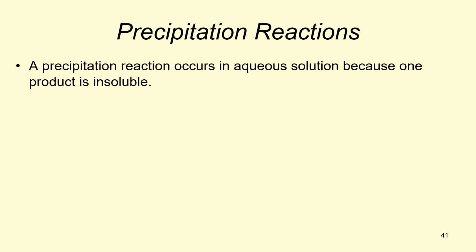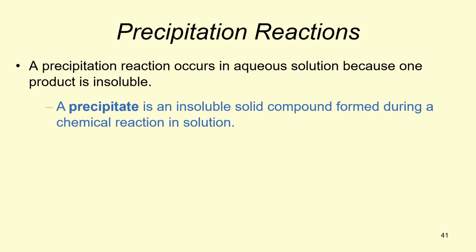Okay, so we've already been talking about precipitation reactions just a little while ago. It's one of the most common reactions. And again, a precipitate reaction occurs in an aqueous solution because one of the products is insoluble. So let's look at an example. A precipitate is an insoluble solid compound formed during a chemical reaction.